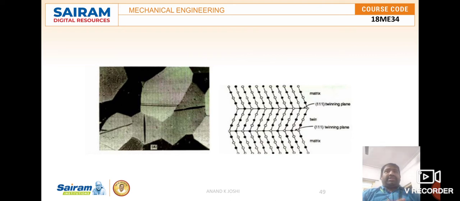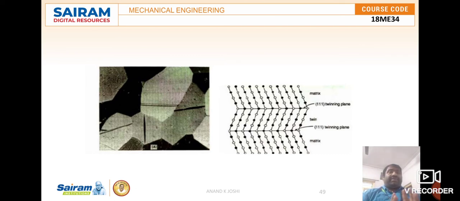And we'll come to the lattice orientation. There is no change in lattice orientation in slip because the orientation of the crystal above and below the slip plane remains the same before and after the deformation, whereas twinning changes the lattice orientation because of the difference in crystal structures across the twin plane. So this is how they differ.